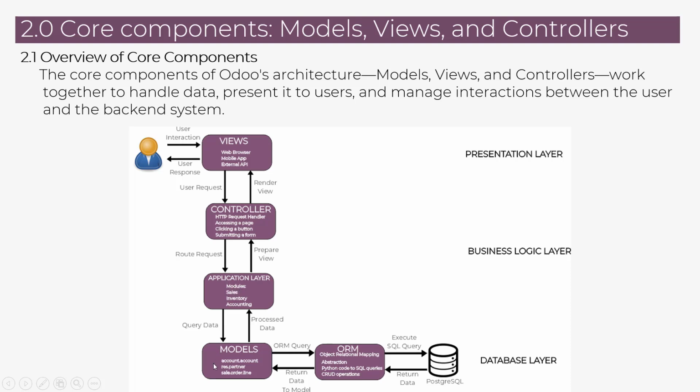Then this is sent to the model through a query, and from the models, which is for example the sales.orderlines. Now there is what we call the ORM, or object relational mapping, that controls the communication of the model and the database. So an ORM query is sent to the ORM, which then executes an SQL query.